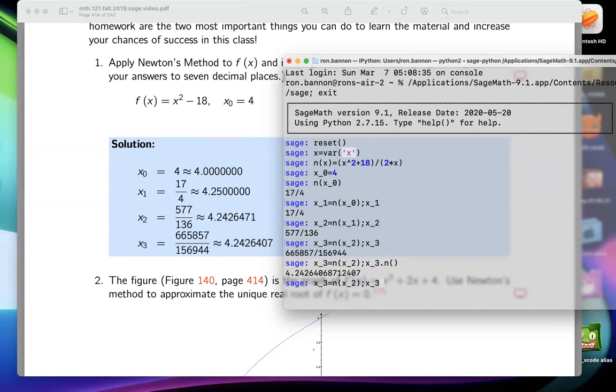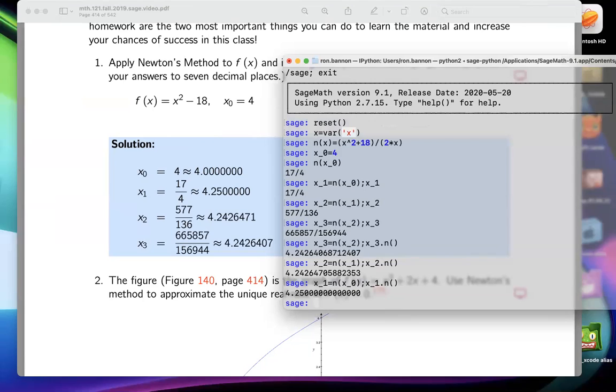If I wanted to do the X2, I think you get the idea, right? Dot N approximate. And what do I get? The number they got there. And you could do this all day long. If I wanted to go back to the 17 quarters, it's going to be X1, right? Dot N, and that'll approximate it for me. All right. Not bad.